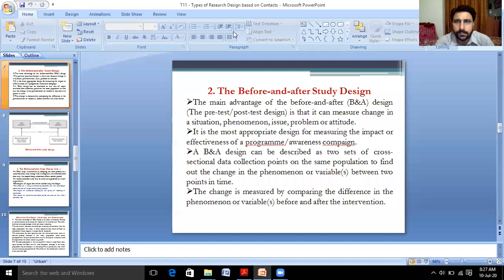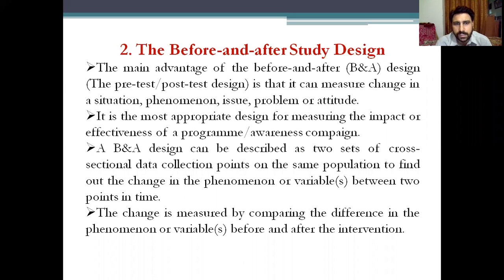So in this study, you are going to collect two sets of cross-sectional data on the same population. From the same population, you collect data at two different time points in order to find out the change in the phenomenon or variable between two points in time. The change is measured by comparing the difference in the phenomenon or variable before and after the intervention.